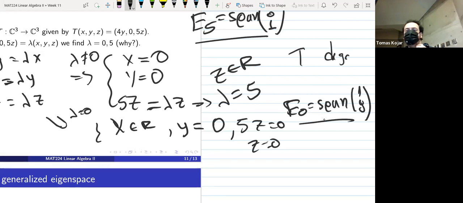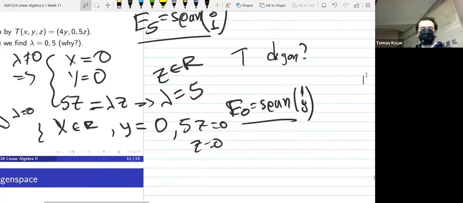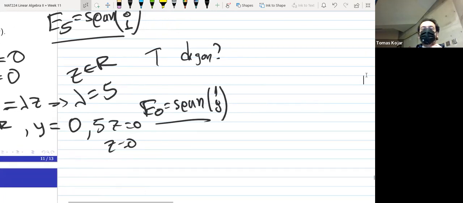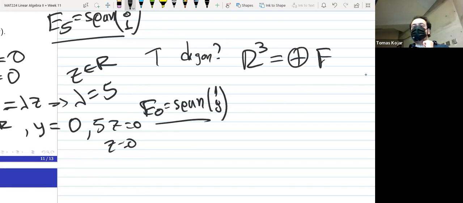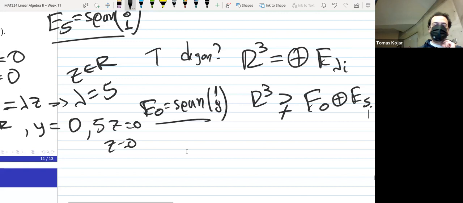Is T diagonalizable? Zoom people, is it diagonalizable? Yes, no? Yeah, it's not. Instead of killing yourself with algebraic multiplicities, just use the spectral theorem. The spectral theorem says that it has to equal the direct sum of eigenspaces. And then this is not true. You have R^3 strictly containing E0 and E5.